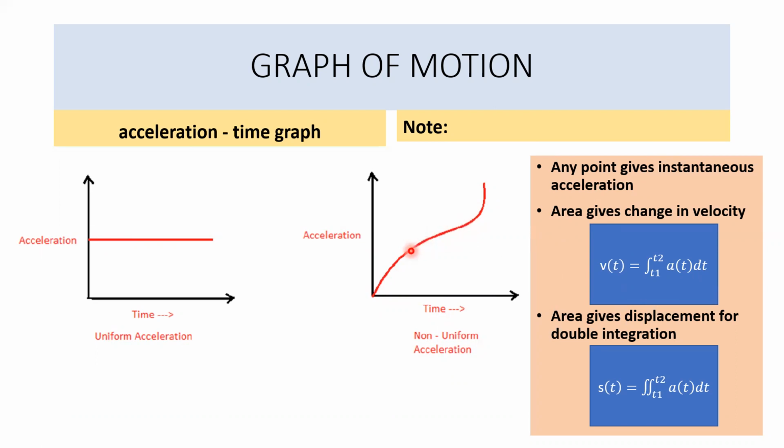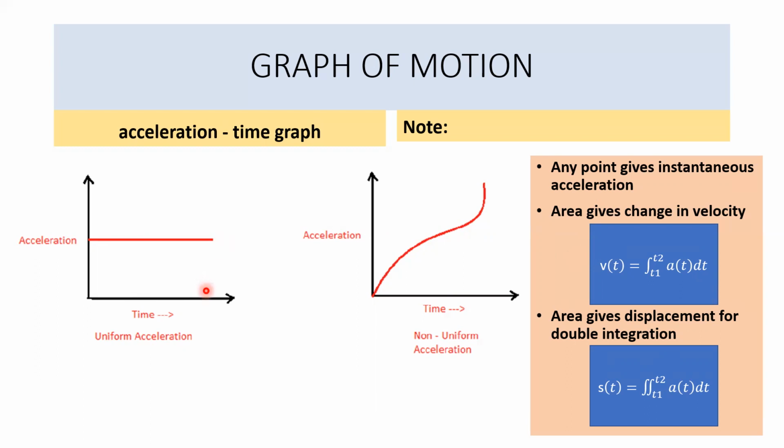And if you want to find the area under the curve, the area under the curve will give you the velocity of the object. So what is the area under the curve? It means that it is the integration. Now, with double integration, you can also find the distance traveled by the object for non-uniform acceleration. Again, note that this is for non-uniform acceleration. It is different from uniform acceleration.